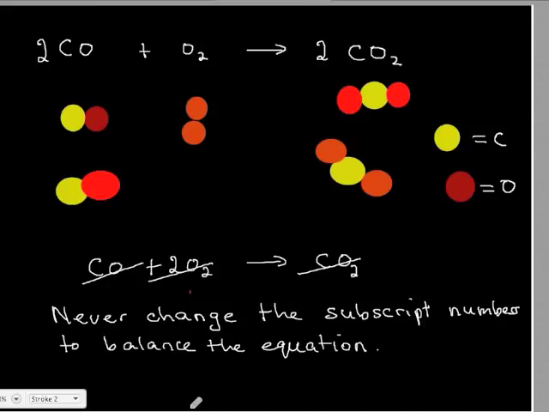The one thing I want you to remember, never change the subscript numbers to balance the equation. I want you to pause the video now and think about why you should never change the subscript numbers. Well, I'll tell you. If you do that, you are actually changing the compound. Remember that if you ended up putting a 2 here, it's no longer carbon monoxide, it's carbon dioxide. And that's not what we're talking about. So the only way you can balance the individual atoms is by bringing in the whole molecule that contains the atom that you'd like to balance.